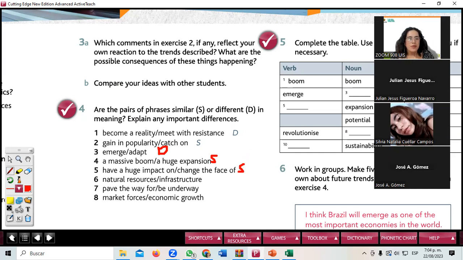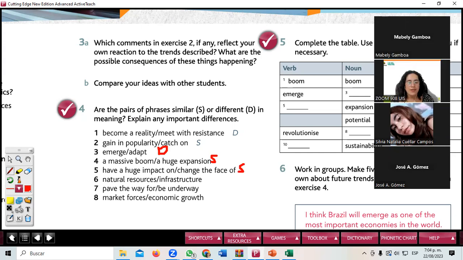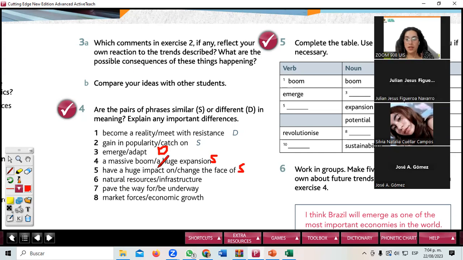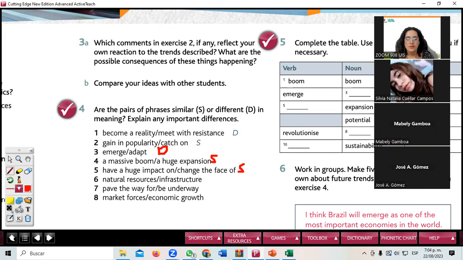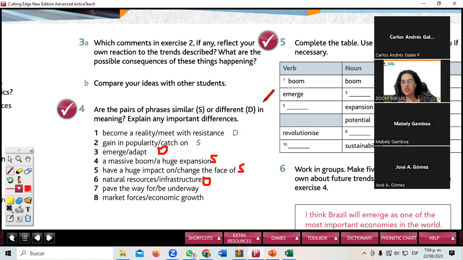For number 6, another student, Maveli: natural resources or infrastructure. Teacher, they are different. Yeah, totally different. Natural versus constructed infrastructure. Carlos, for number 7? For me, it's different: pave the way or be underway. Let's verify. I think they are similar. Yes, these ones are similar.